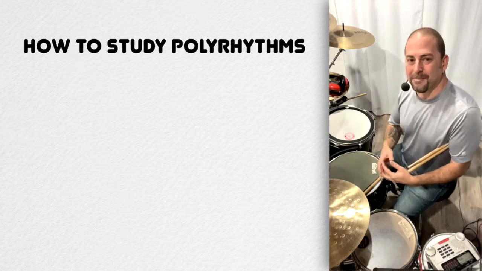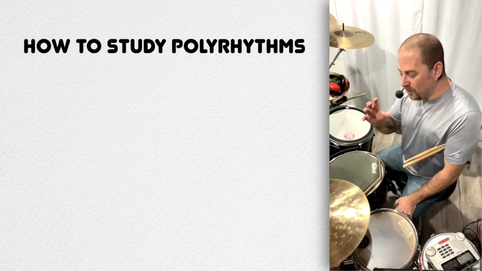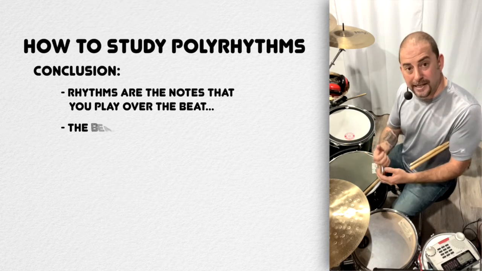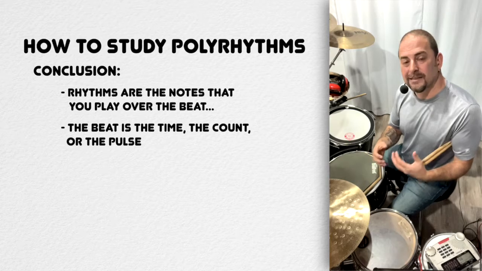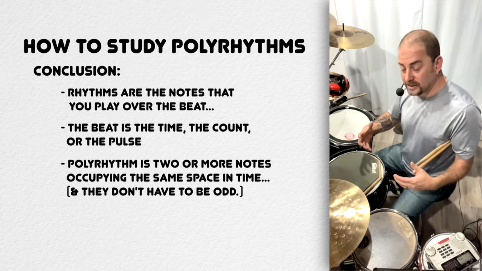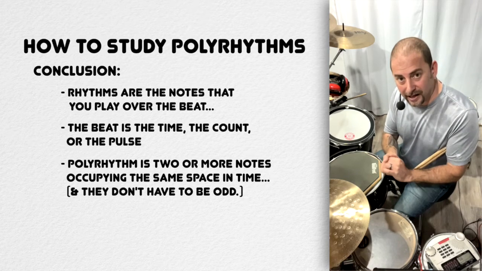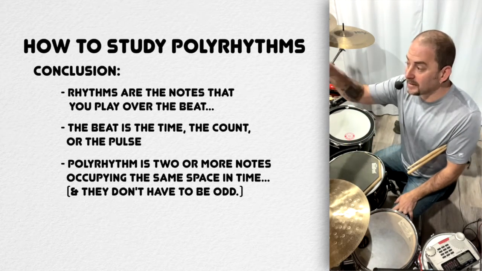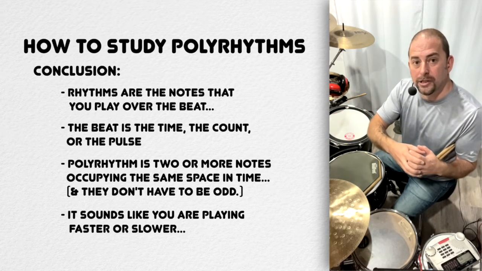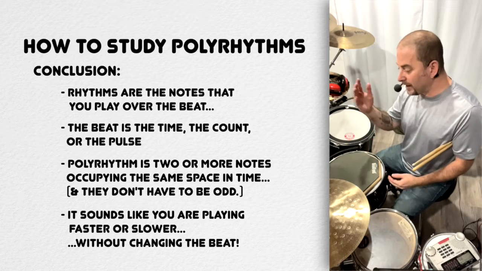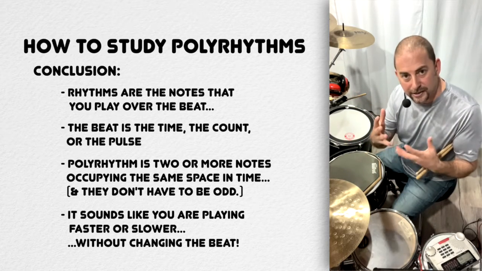Okay, so to wrap up this very long lesson, what is rhythm? Rhythm is notes. It's notes that you play over the beat. What is the beat? The beat is the time. It's the count. What is polyrhythm? Polyrhythm is 2 or more notes occupying the same beat in time. How does changing rhythm, including polyrhythm, impact the sound to the listener? It gives the illusion of going faster and slower without changing the beat. And going all the way back to the original comment, I hope that answers your question.